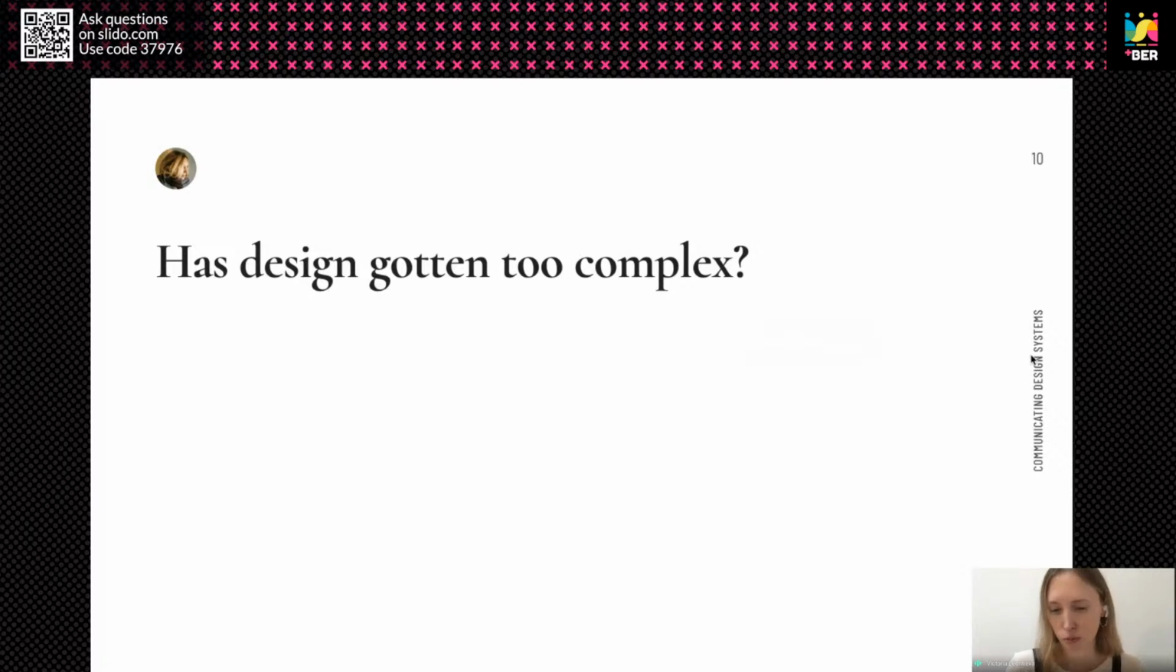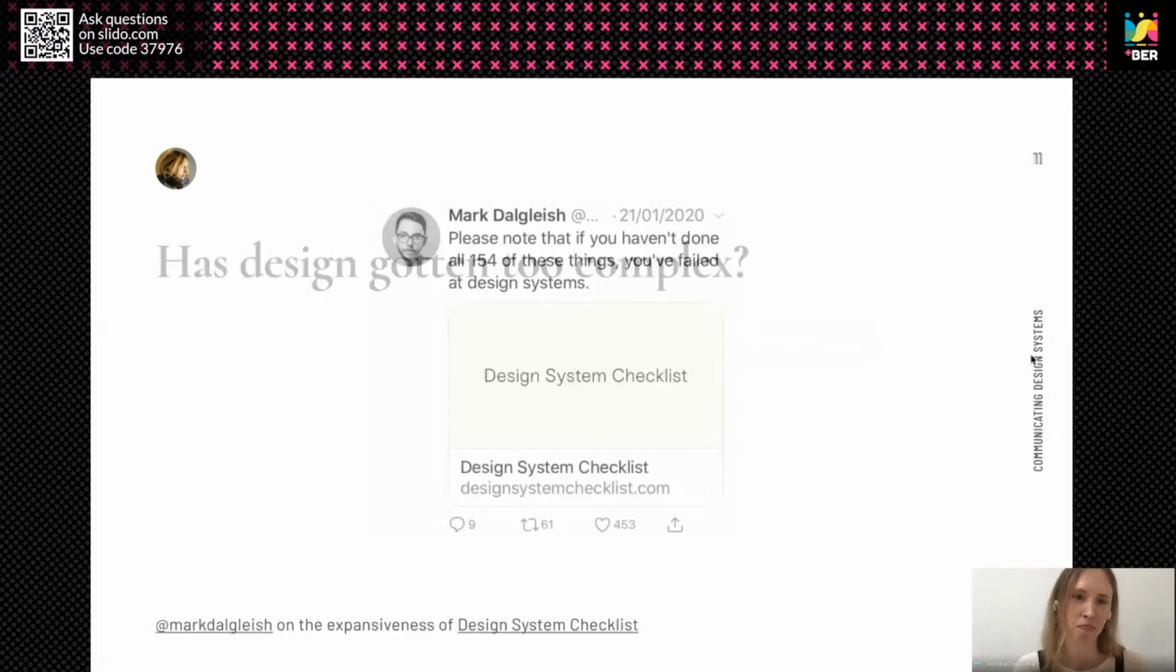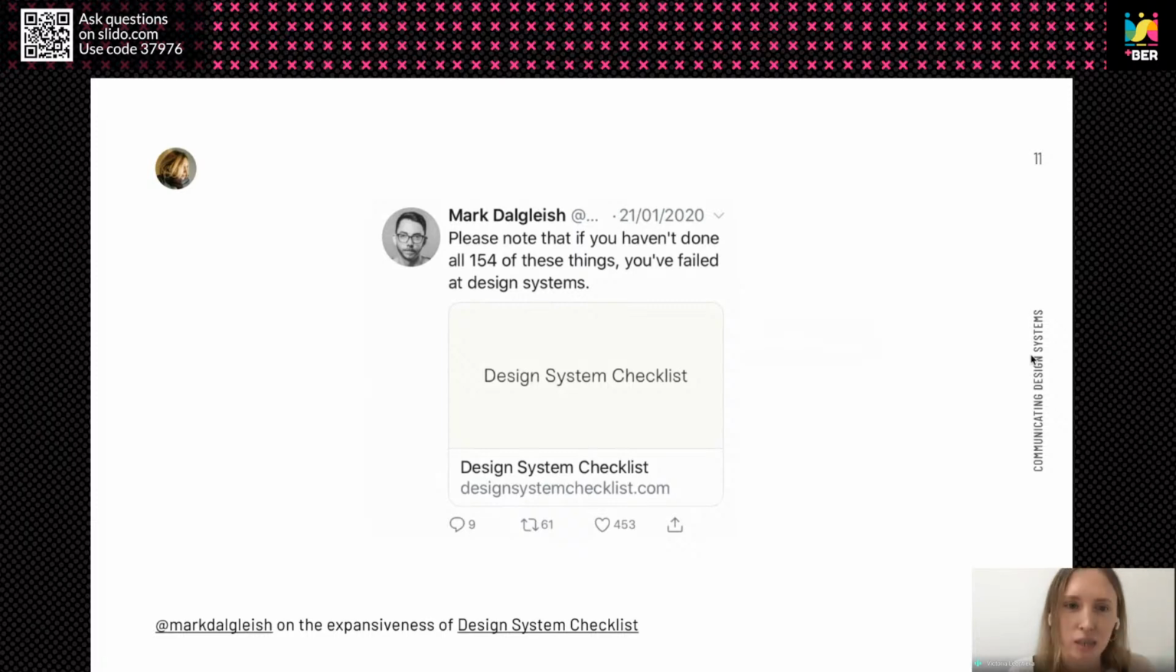Form follows function. So the design process is a reflection of our product needs. Our product needs are a reflection of our user needs. And over the years, our needs as consumers and product designers have gotten more complex. So here we are. I want to quote Mark on this. Please note that if you haven't done all 154 of these things, you failed at design systems.